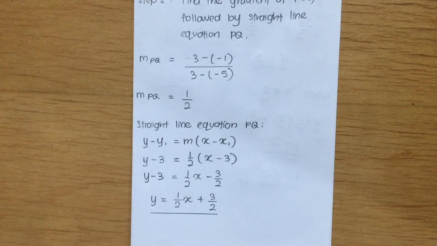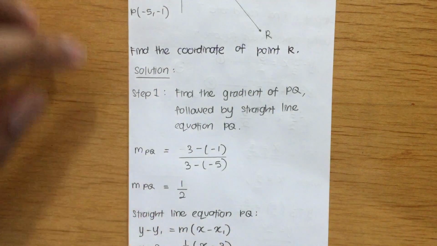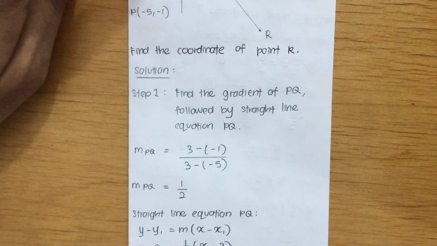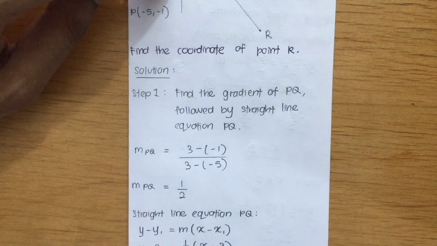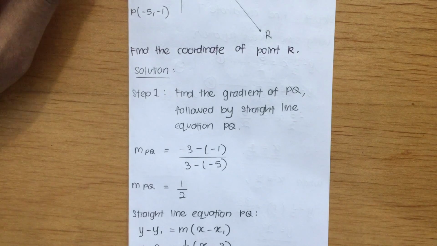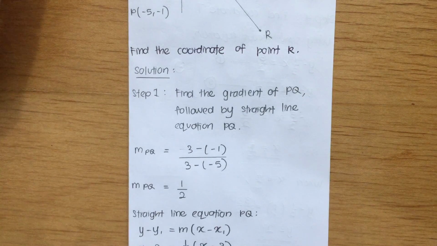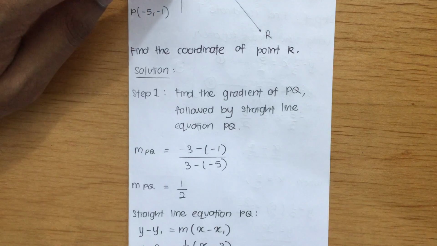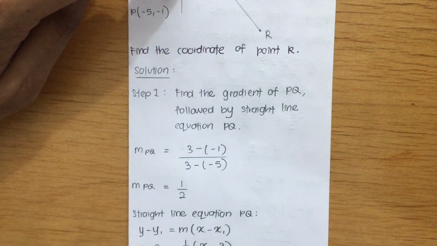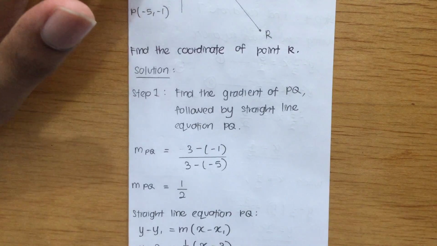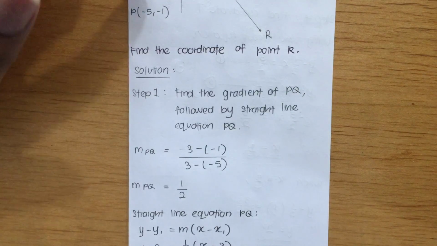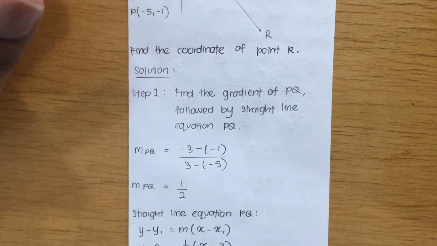Once you get your first step, now you can proceed to the second step. Guess what will be your second step guys? As you can see over here, there are two lines, line PQ and line SR. We have already found the gradient of PQ, and we have one coordinate of SR. As you can see over here, line PQ and line SR are perpendicular.